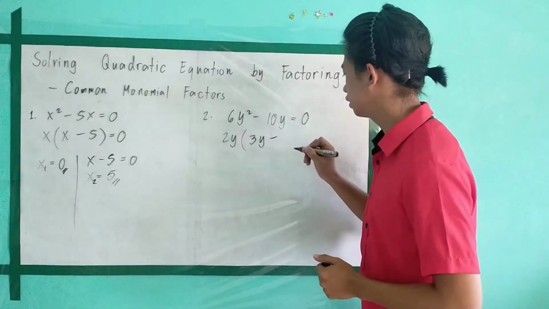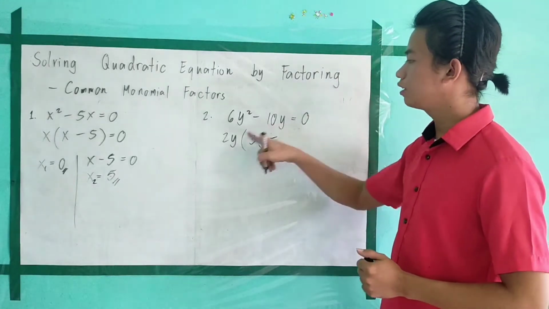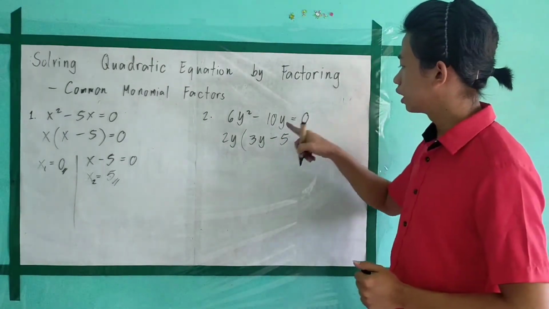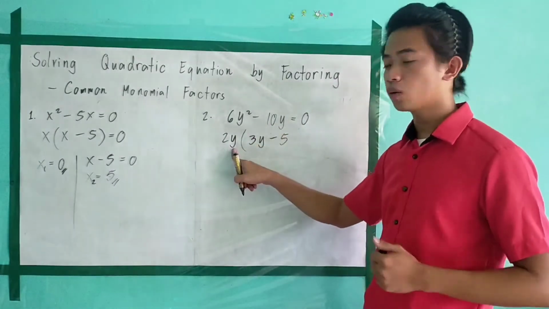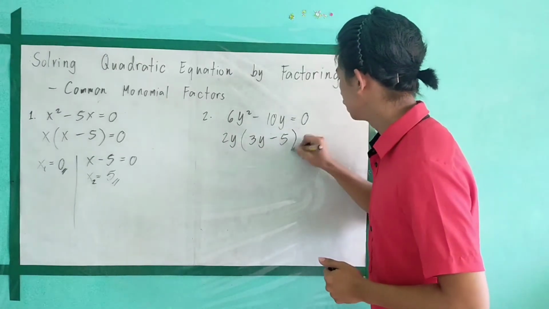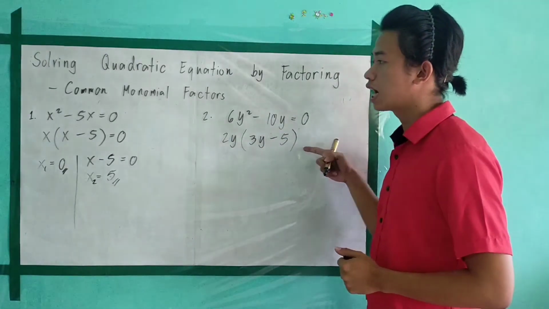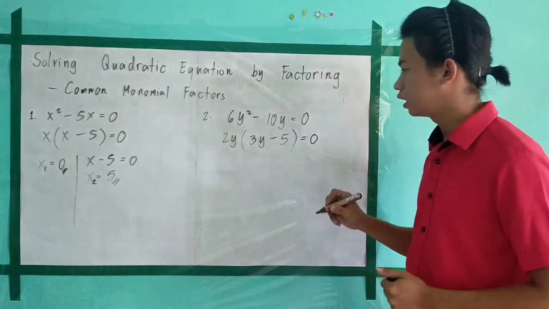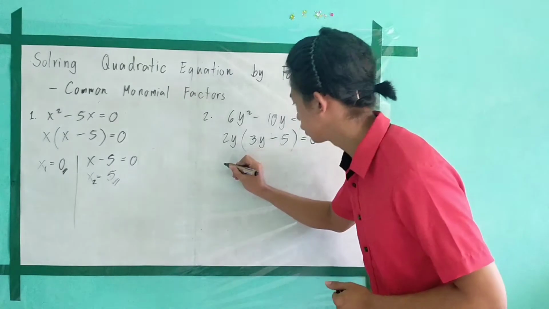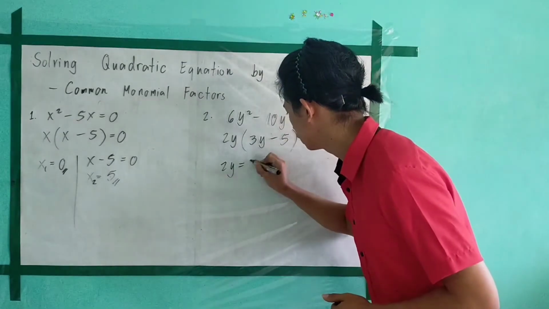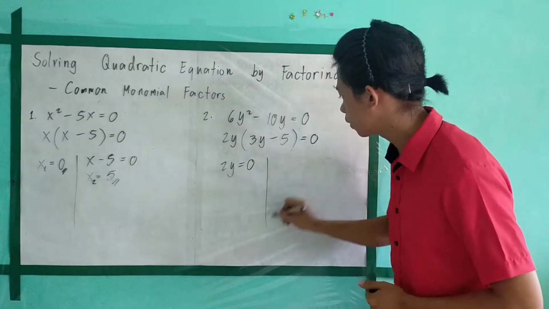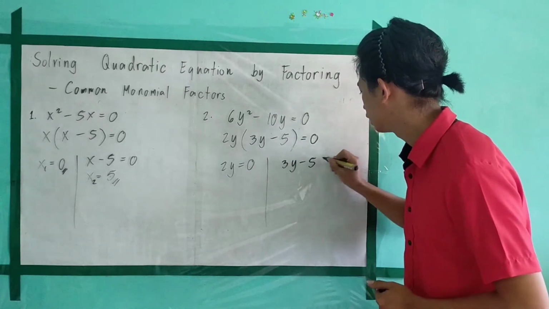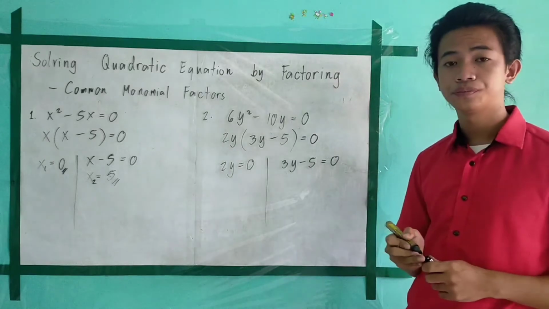Then next, copy the sign. 10 divided by 2, we have 5. Then y divided by y is equal to 1. Hindi natin kailangan isulat. Then, close parenthesis. So, that is the common monomial factor. Then, is equal to 0. Equate natin sa 0. So, we have 2y is equal to 0. Then, the other one is 3y less 5 is equal to 0.